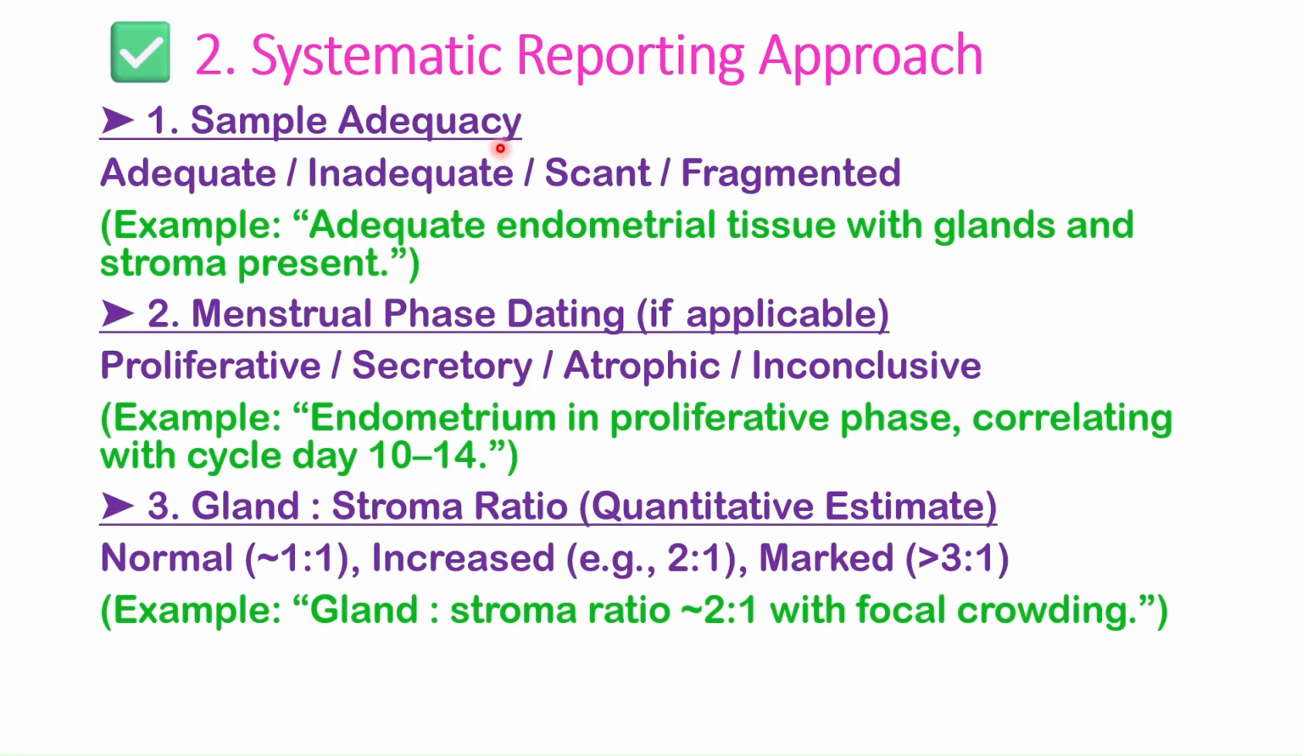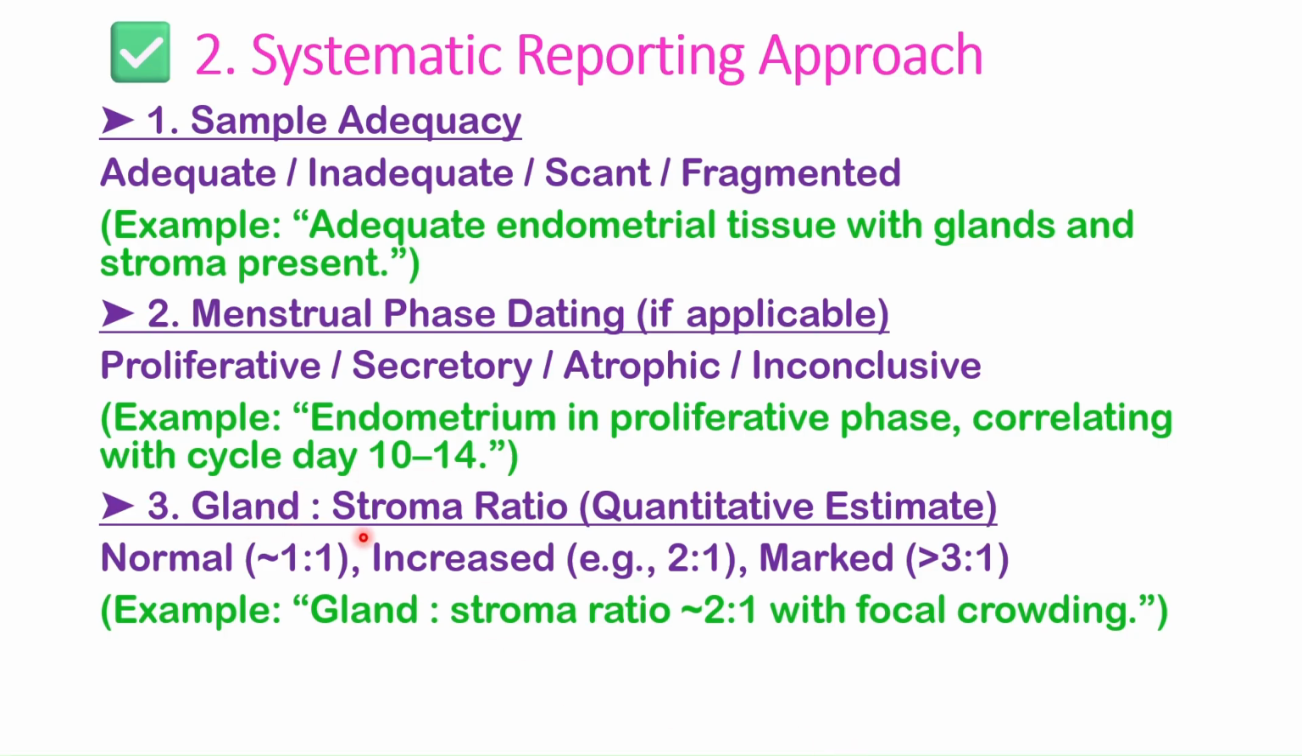Now, important is the systematic reporting approach. So first, as we have seen adequacy criteria, we have to write down whether it is adequate, inadequate, scant, or fragmented. For example, adequate endometrial tissue with glands and stroma present. Second, menstrual phase dating if applicable, like whether it is proliferative, secretory, atrophic, or inconclusive. For example, endometrium in proliferative phase correlating with cycle day 10 to 14.